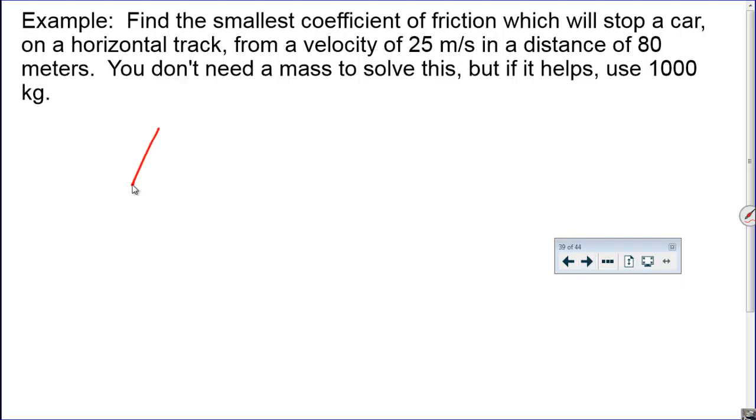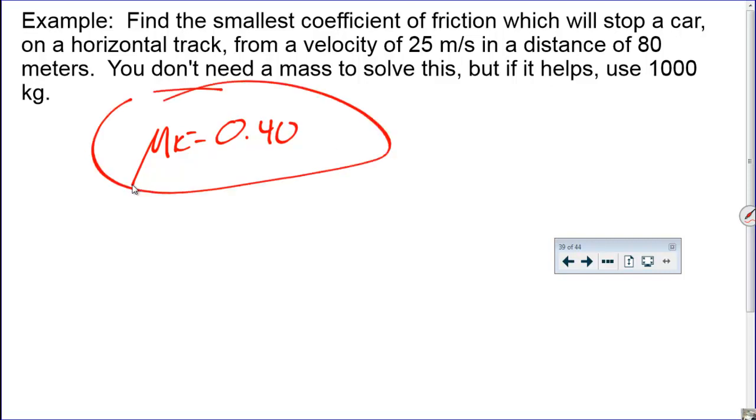Answer is it's basically 0.4. It's 0.399. So there's our coefficient of kinetic friction. Or static, I guess, depending on if it's skidding or not. All right, there you go.